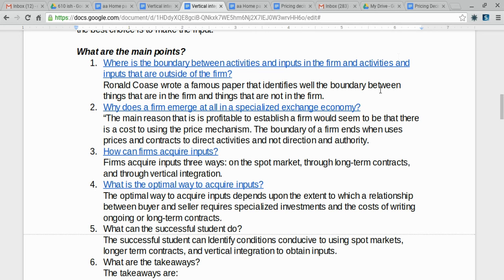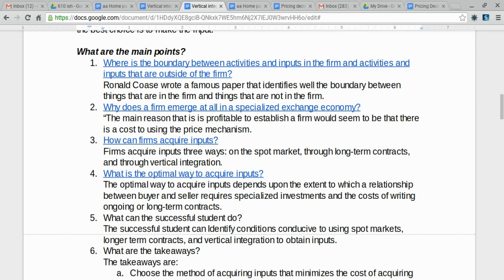Oh, we skipped that. How can firms acquire inputs? Firms acquire inputs 3 ways: on the spot market, through long-term contracts, and through vertical integration. The last question we talk about is, what is the optimal way to acquire inputs?